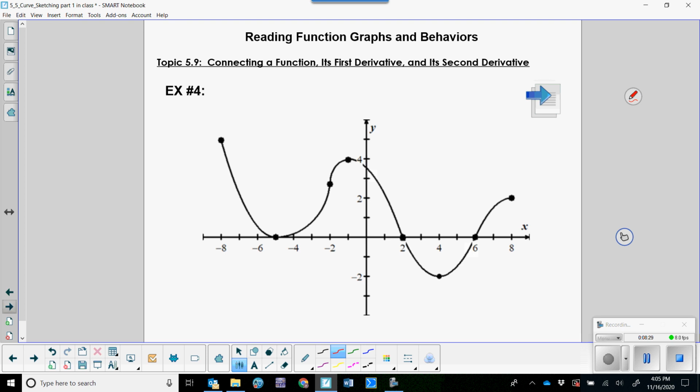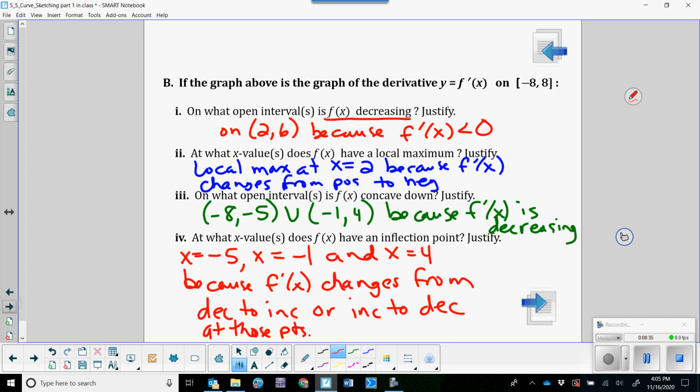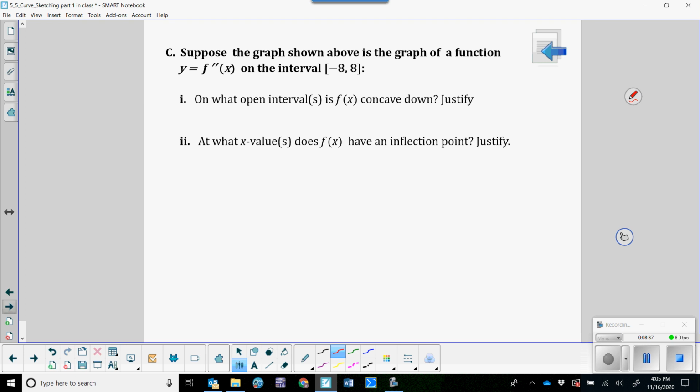So they want me to say concave down, so again, from 2 to 6 is going to give me concave down, again assuming that the graph of the function is f double prime. So it would be concave down on 2 to 6 because f double prime of x is less than 0 there, okay?